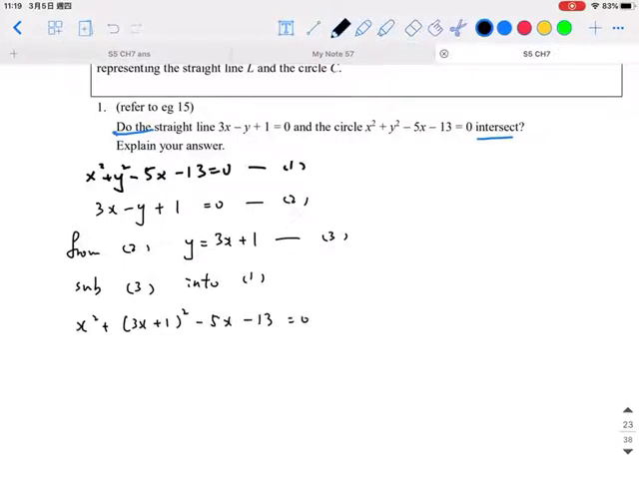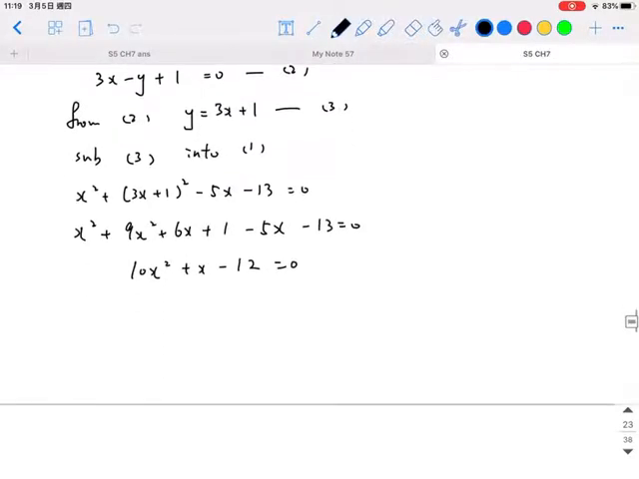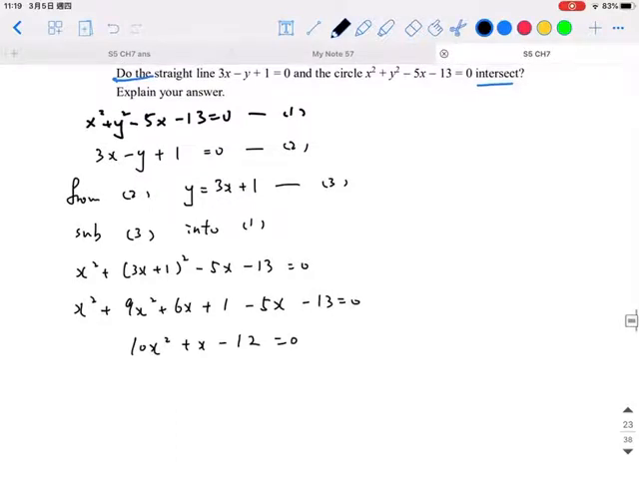equals 0. After you remove the bracket, it becomes 10x squared plus x minus 12 equals 0. If I want to distinguish whether it intersects or not, we need to find the value of the discriminant, which is equal to 1 squared minus 4 times 10 times negative 12.